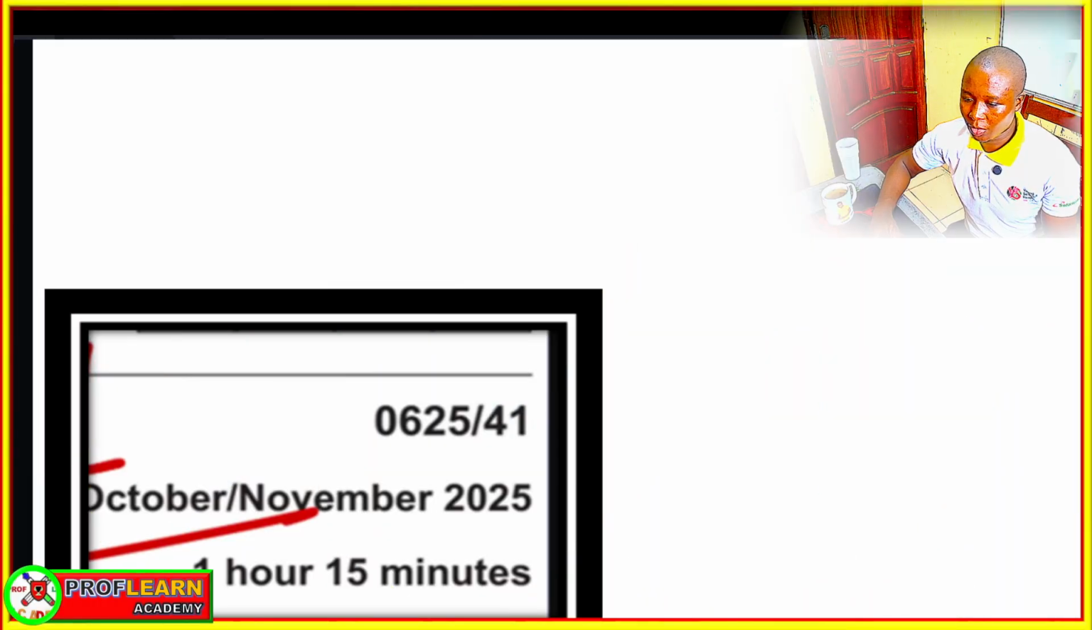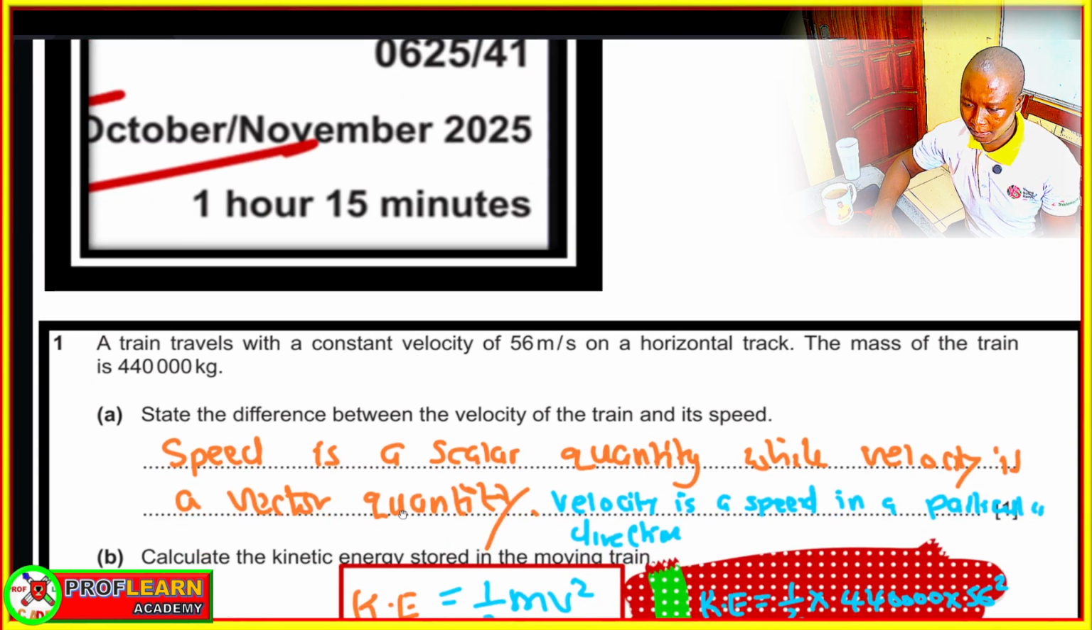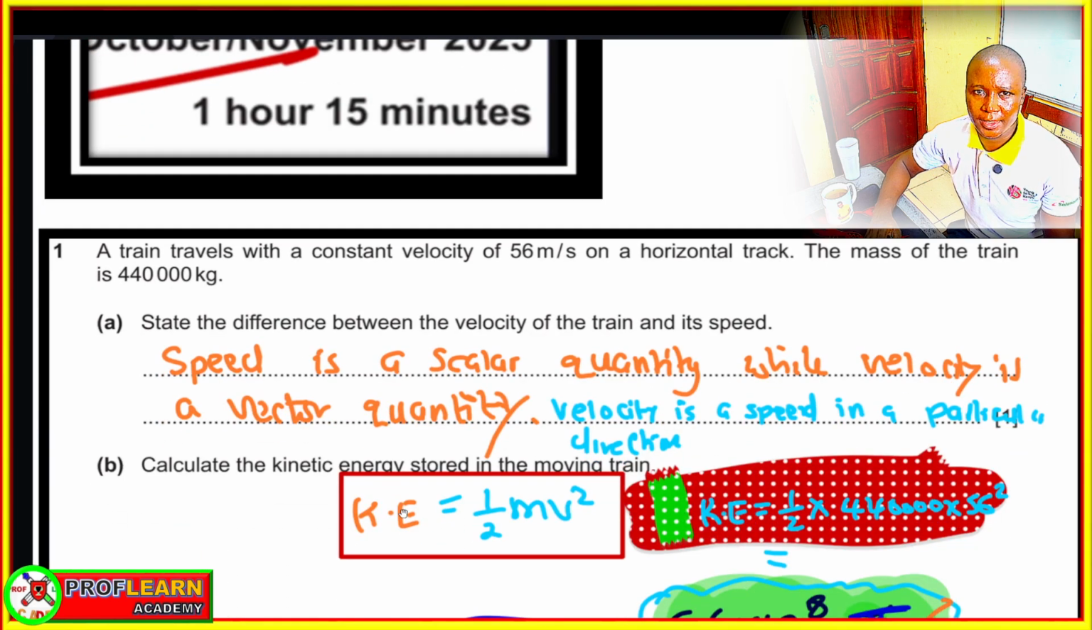So let's dive in so that we can see what these questions were that made most of the candidates cry. Some of the candidates cried when they saw a question that was asking them to differentiate between velocity and speed, the velocity of a train and the speed of a train. So students failed to understand that velocity is a vector quantity while speed is a scalar quantity.